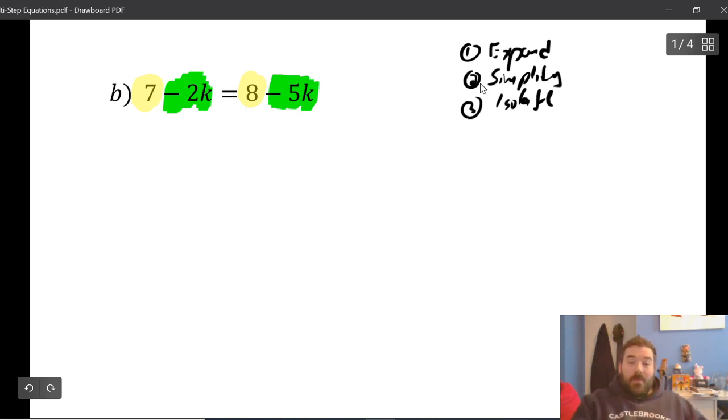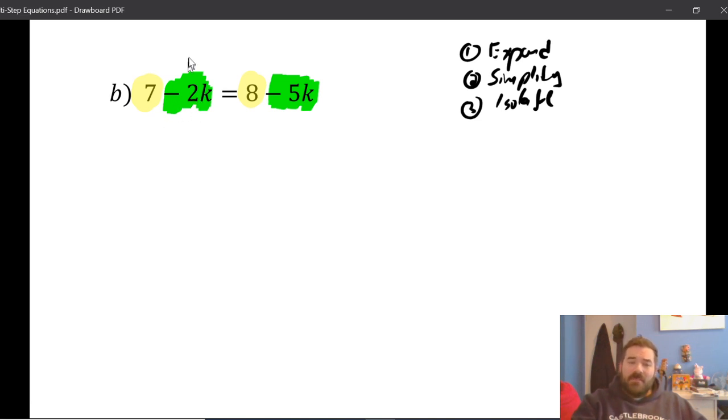Now, I'm going to collect my like terms and isolate at the same time. So I need to decide whether I want the k terms to be on the left or the right. It doesn't actually matter. We put them on the left last time, so let's put them on the right. And to put them on the right, that means I got to get rid of this negative 2k. But I can't just get rid of it, and I can't just pick it up. So let's actually eliminate it from that left side.